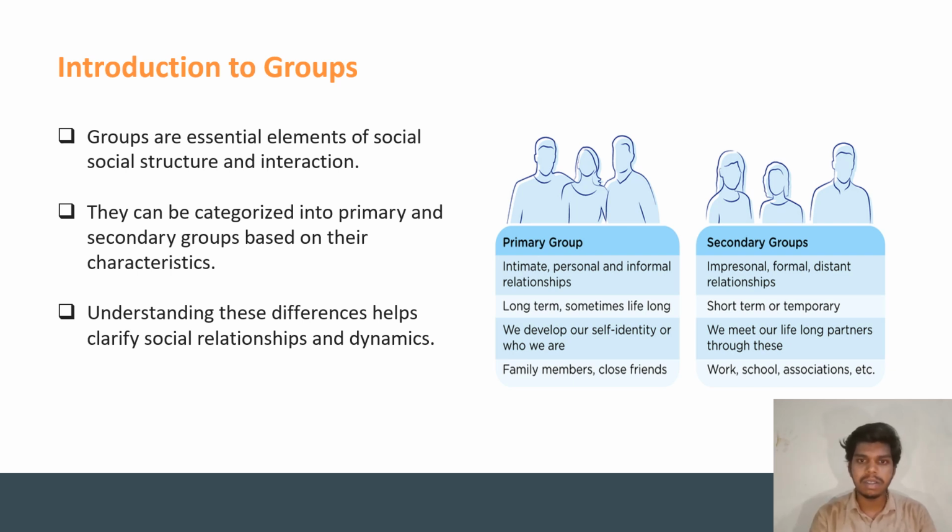Primary groups consist of intimate, personal and informal relationships, whereas secondary groups consist of impersonal, formal, distant relationships. Primary groups are long-term and sometimes lifelong. We develop our self-identity, who we are, with family members and close friends. Secondary groups are short-term and temporary. We meet our lifelong partners through work, school, associations, etc.